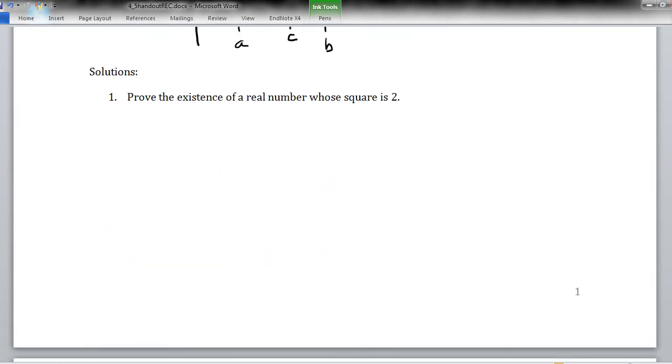So the first problem was prove the existence of a real number whose square is 2. All right. Well, we need to recast this problem somehow so that it has to do with a continuous function. So here's how to do it. Notice that we are looking for a 0, or root, of the function f of x equals x squared minus 2. Right, because if x squared minus 2 is 0, that means x squared equals 2.